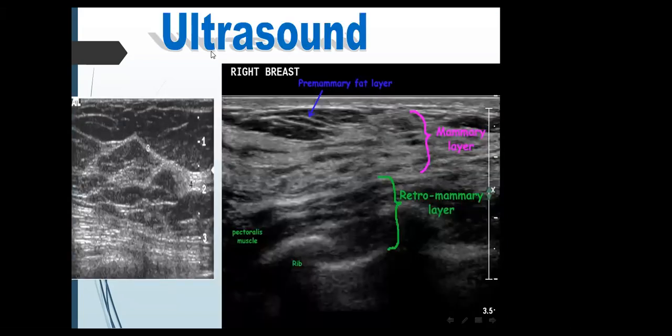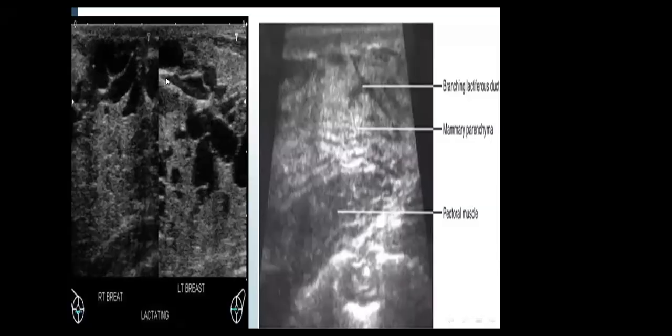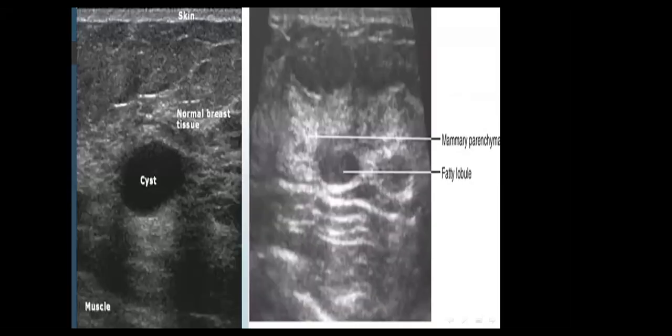Another modality for breast examination is ultrasound. This picture shows the premammary fat layer, the mammary layer with glandular tissue, and the retromammary layer containing the pectoralis muscle and ribs. The other picture shows dilation of the lactiferous ducts in a lactating woman, with branching lactiferous ducts and the pectoralis muscle. Here is normal breast tissue with a cyst and a fatty lobule on the left.